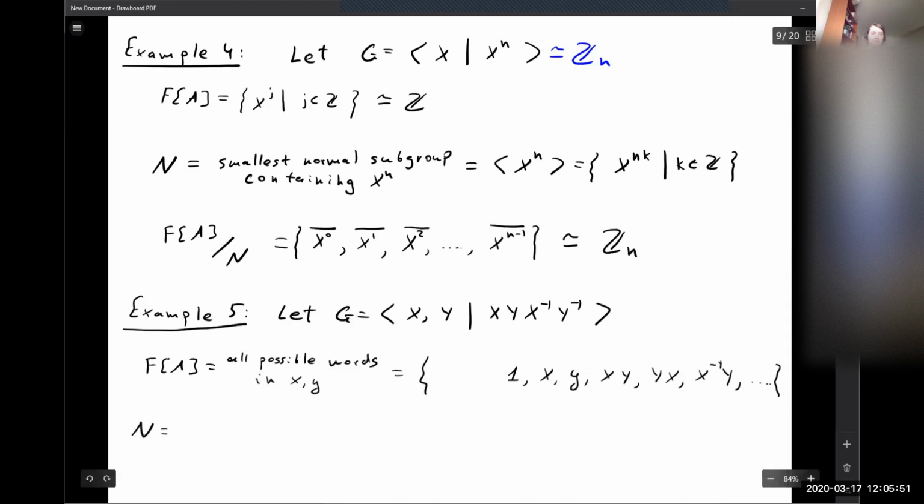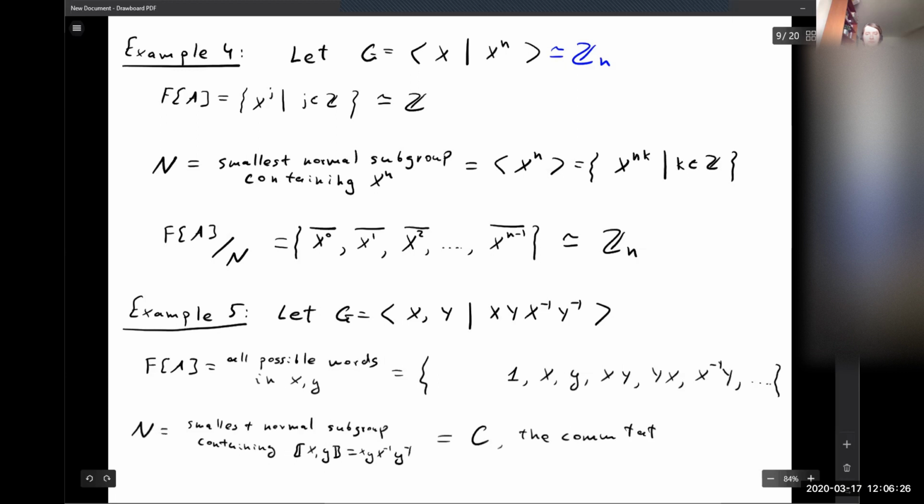Now what will be N? That's the smallest normal subgroup containing the commutator of x and y, just x y x inverse y inverse. And this will actually be C, the commutator subgroup of F of A.